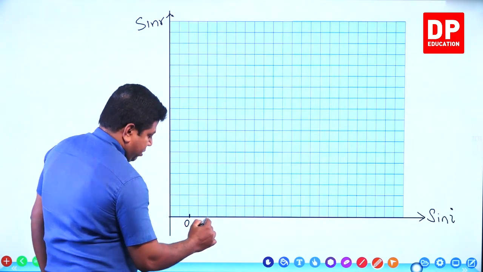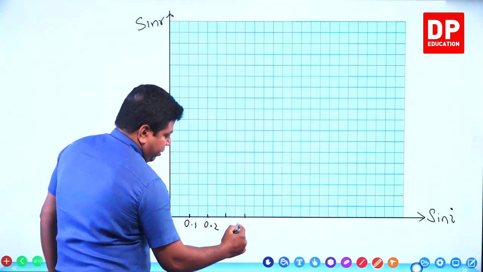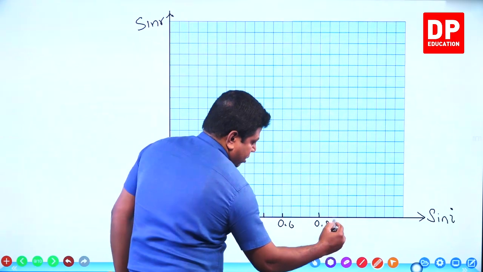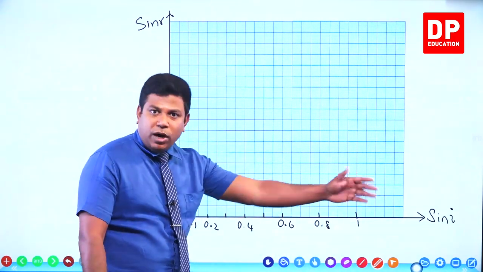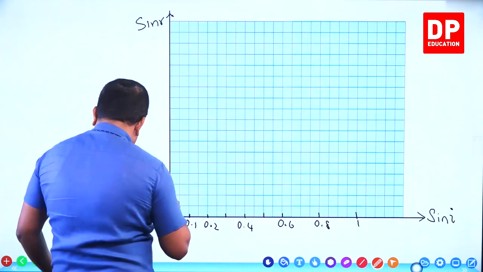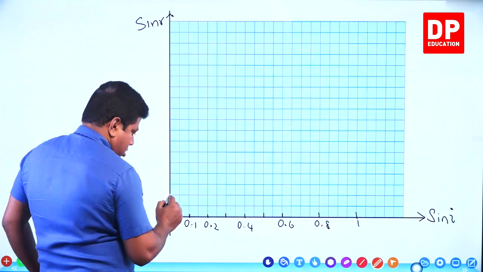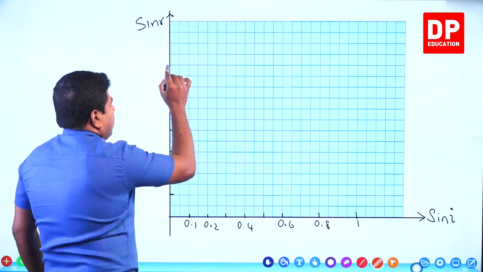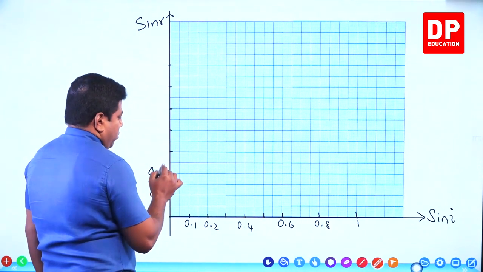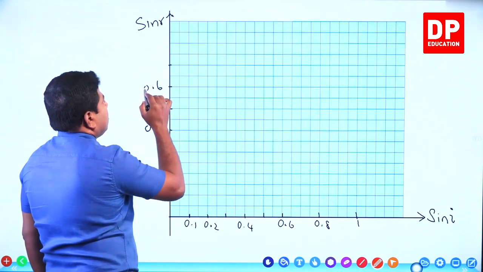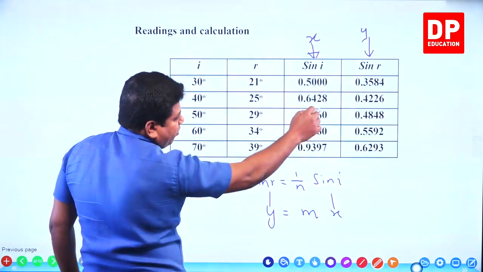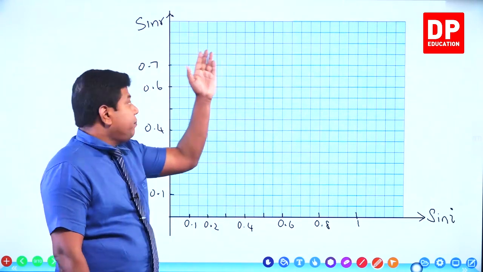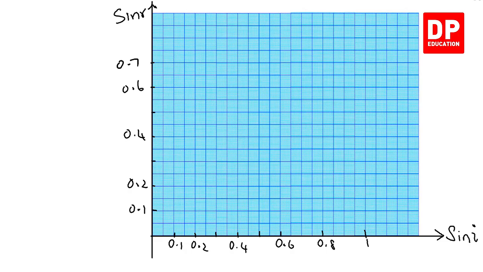We'll mark this as 0.1, 0.2, 0.3, 0.4, 0.5, 0.6, 0.7, 0.8, 0.9, 1. Sine values do not exceed 1. Similarly here also. See, this is 0.1, 0.2, 0.3, 0.4, 0.5, 0.6. What's the maximum value we have? We don't have anything above 0.7. So we can have it at 0.7. That's enough. Those are the scales. Sine can go up to 1.0, but we don't have any value above 0.7. So these scales are enough for us.